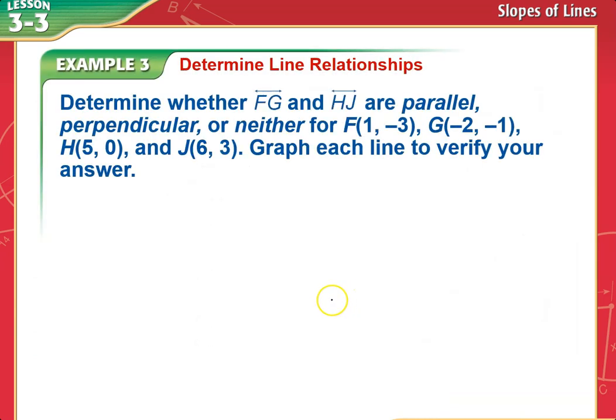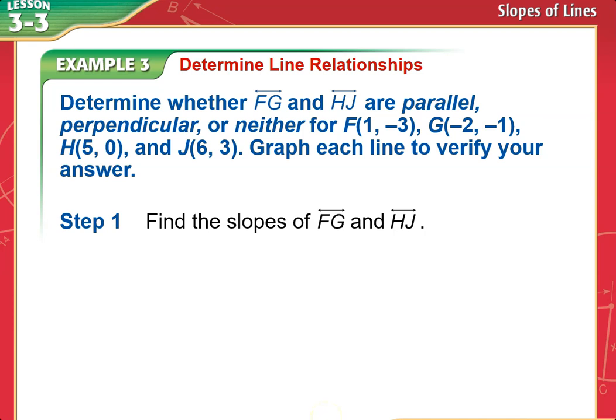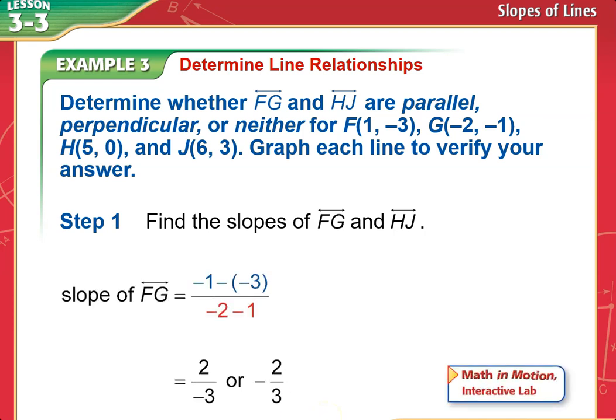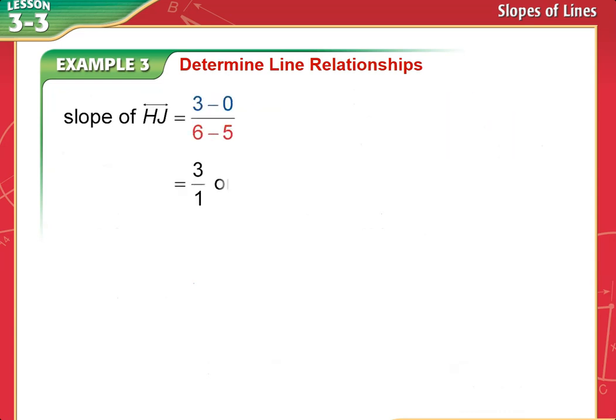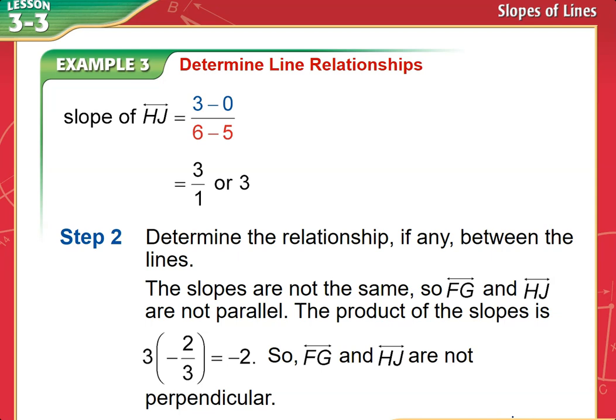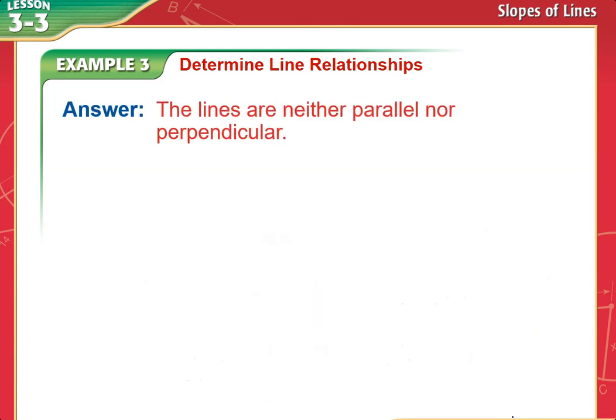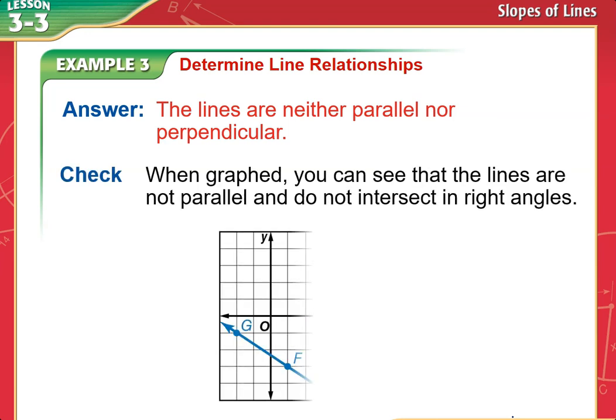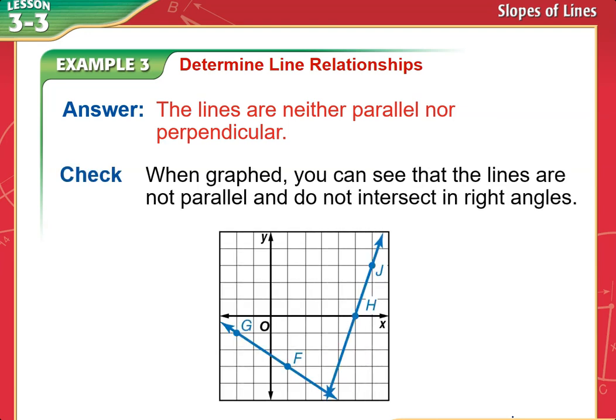All right, we're going to determine whether line FG and line HJ are parallel, perpendicular, or neither. So we have a slope of -2/3 for line FG by doing our rise over run. And then the slopes are not the same, so line FG and line HJ are not parallel, and the product is not -1, it ends up being -2. So they're not perpendicular either. So the lines are neither parallel nor perpendicular. When graphed, you can see that the lines are not parallel and do not intersect in right angles.